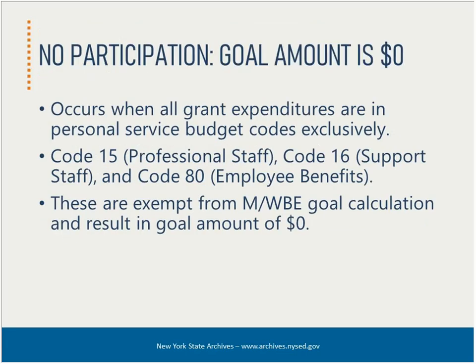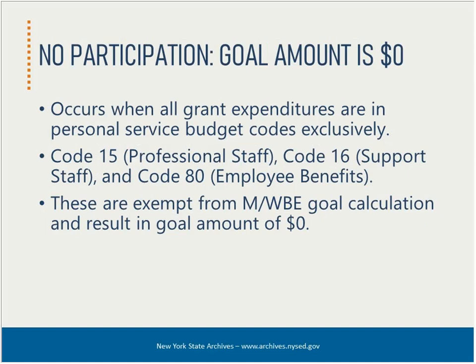This method is pretty straightforward and is acceptable when all of your grant expenditures are in the personal service budget codes only. These include professional and/or support staff salaries, budget codes 15 and 16 respectively, and employee benefits, budget code 80. These three budget codes are excluded from any MWBE goal calculation.